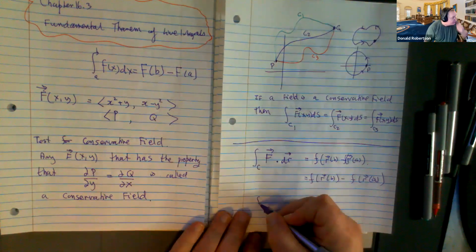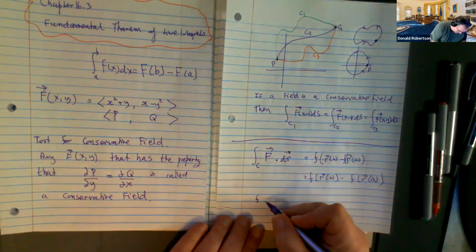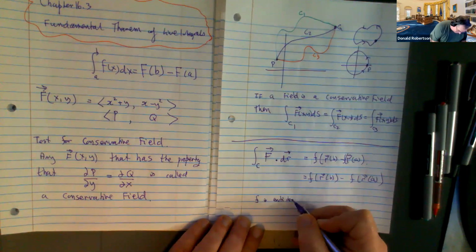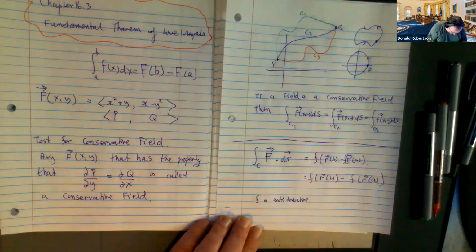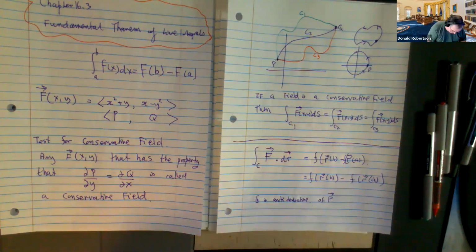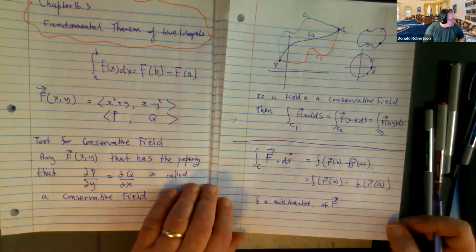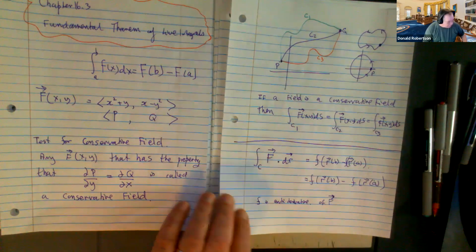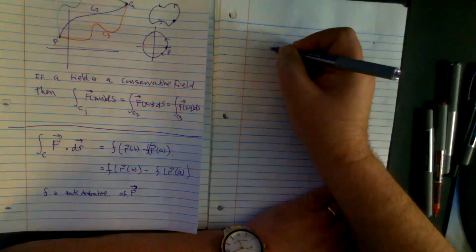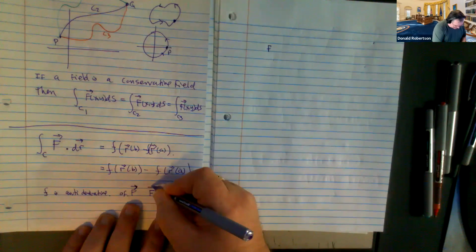Now, who is little f? Little f is like the antiderivative of big F. It's a bit strange notation, but it is. Pause on this for a minute. Is that an F or a P? It's an F, like that.